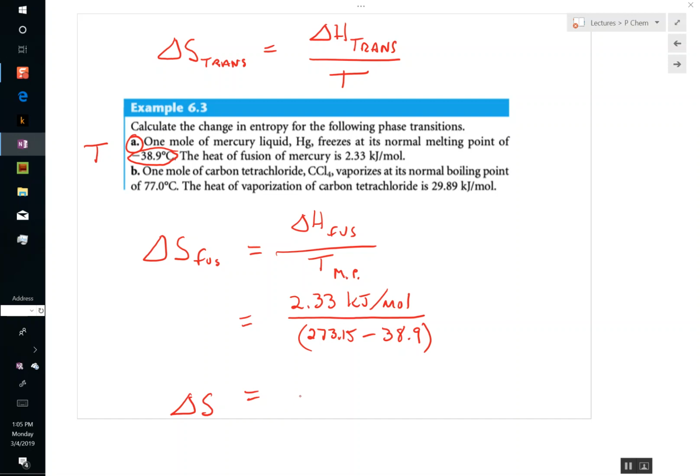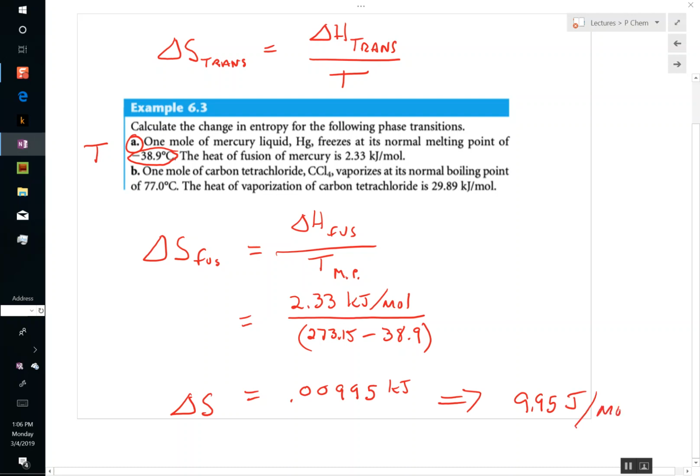Got something? I got a really small number. Really? Okay, I got 0.0099466382. That's in kilojoules. Yeah. Is that right? Know what everybody's got? Yep.